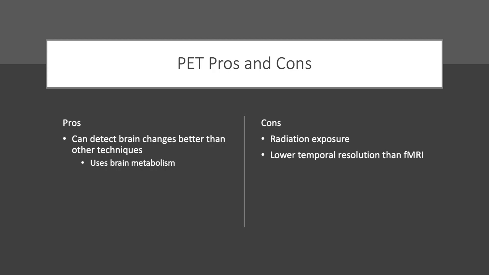However, like CT scans, PET scans expose the patient to radiation. We also get lower temporal resolution than fMRI scans, meaning that there's an even larger delay between when the neuron fires and when metabolism of the radioisotope increases.